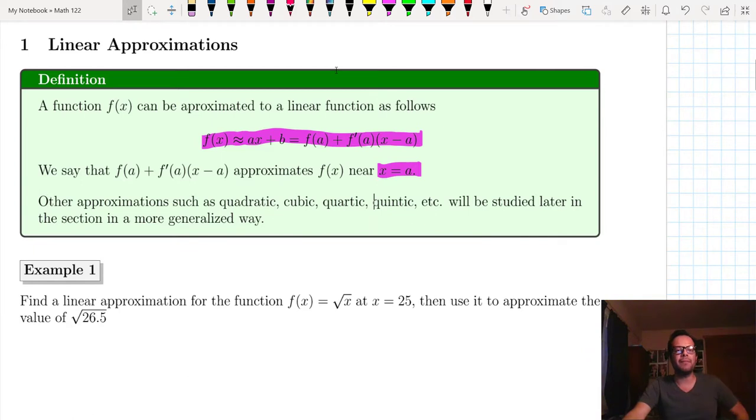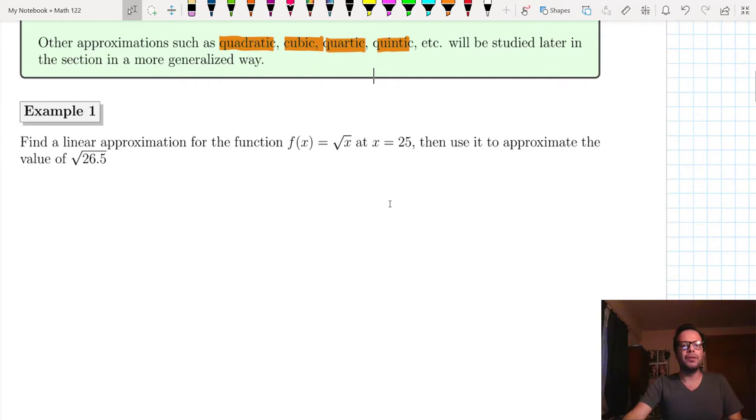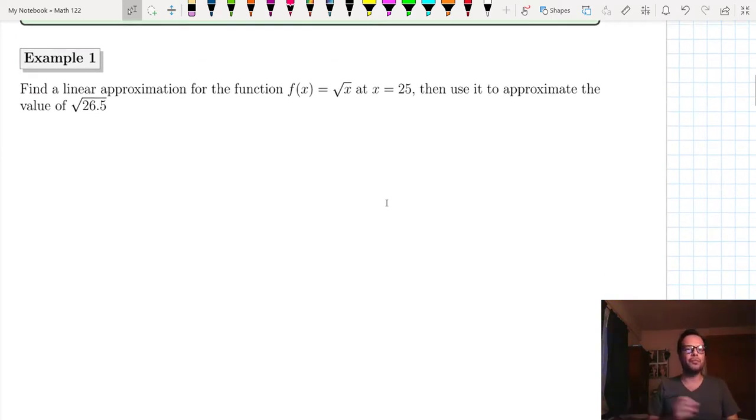Now, there are other approximations such as quadratic approximations, cubic approximations, quartic approximations, quintic approximations, etc. And we are going to look at these approximations later in the chapter. First of all, we are going to look at one example to refresh on what a linear approximation is.